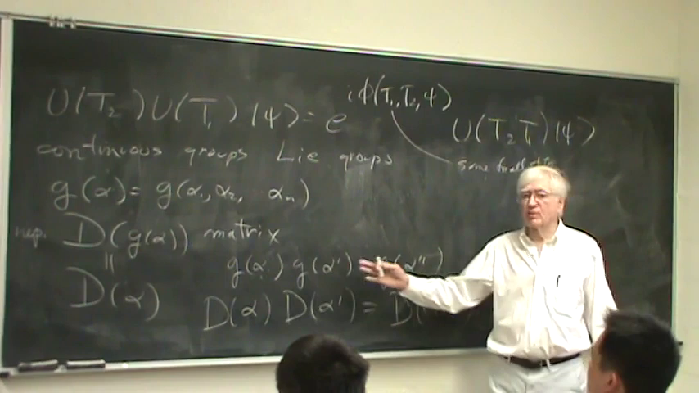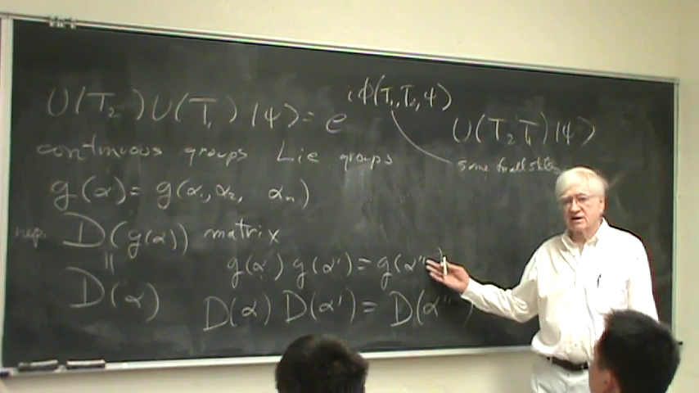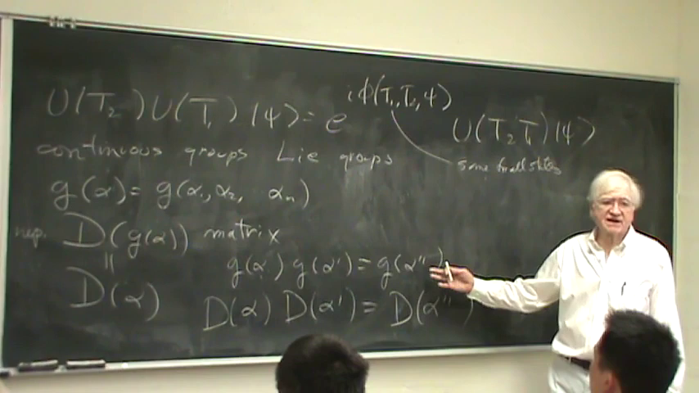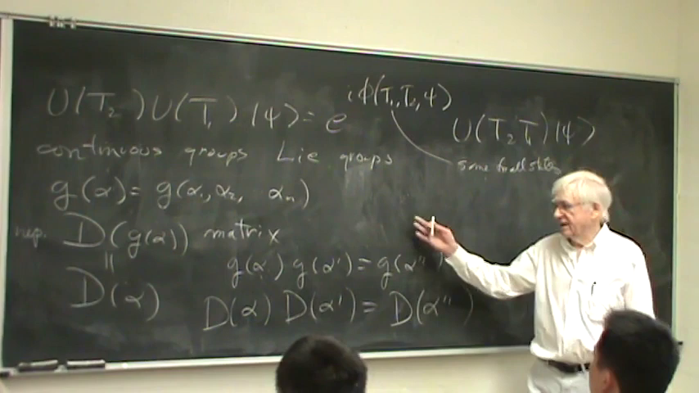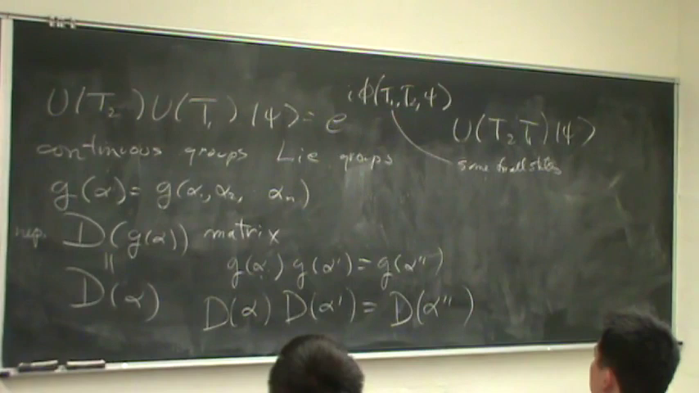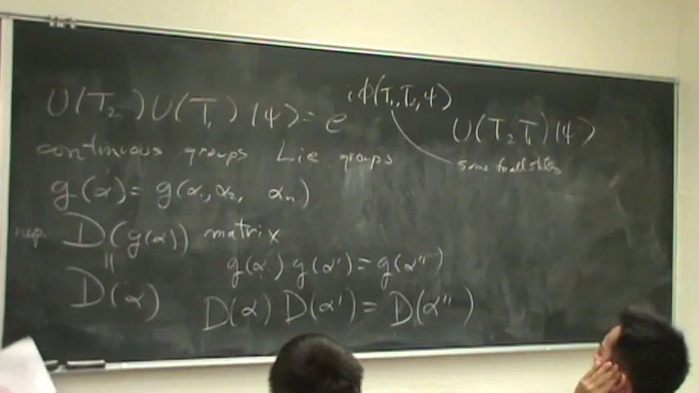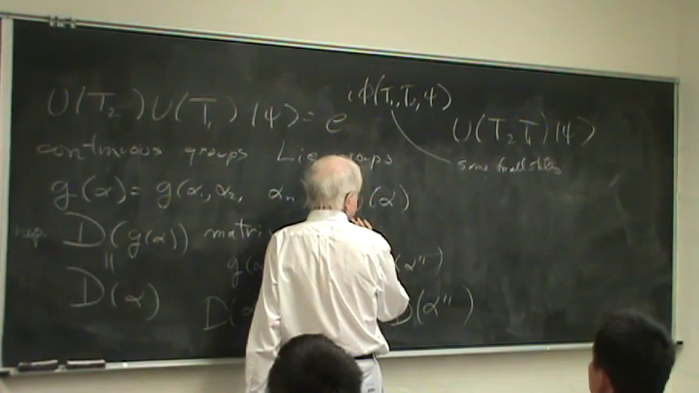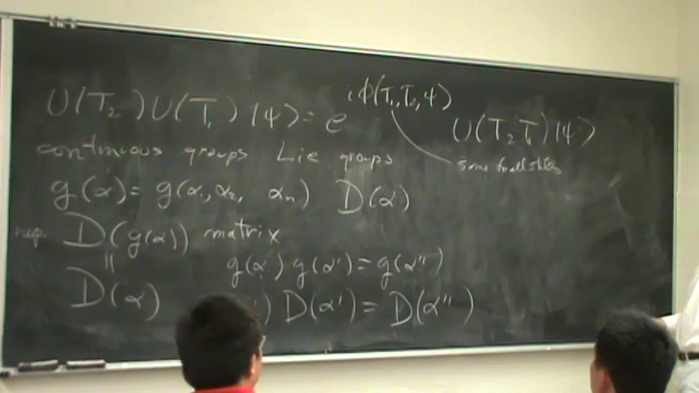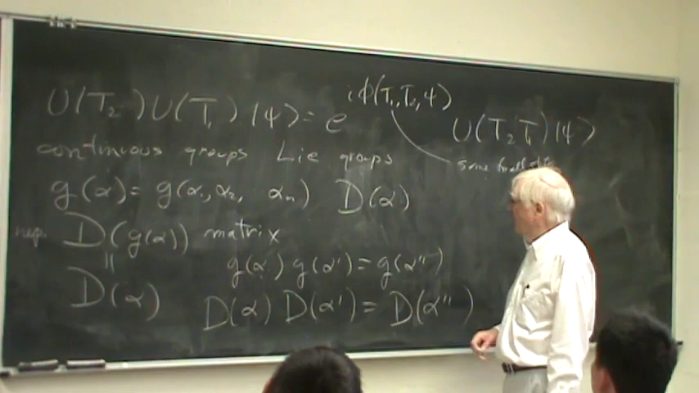This is a very simple multiplication law for translations. It's a more complicated law for rotations, and it's even more complicated if you have Lorentz transformations as well. So I'm thinking of the general case of rotations, Lorentz transformations, translations and other things. And then D is a matrix that represents the symmetry transformation or the elements of the group.